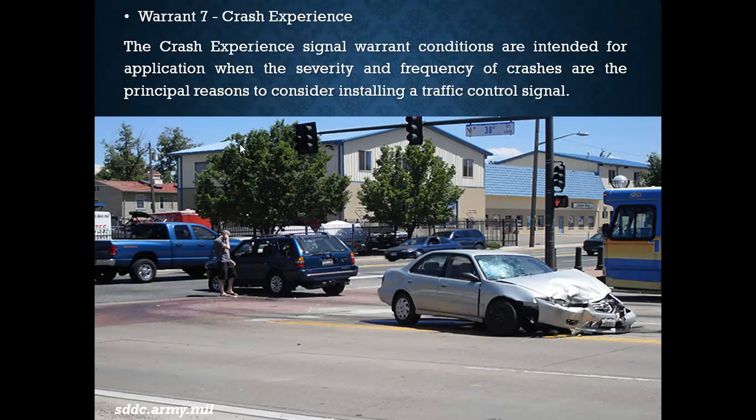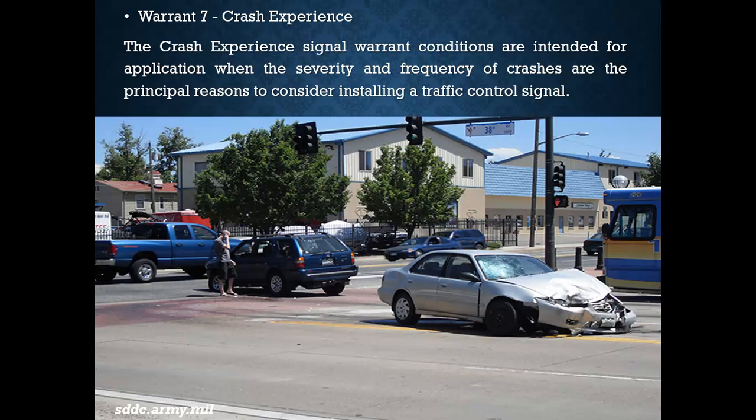Then the next one is warrant 7. It's called the crash experience, from its name. This is just to tell us that whether they need to have a traffic signal at a location or an intersection is basically based on the frequency of crashes that are occurring in that particular location. If the crashes are the principal reason to consider installing a traffic control signal, then that is when warrant 7 comes into the picture.